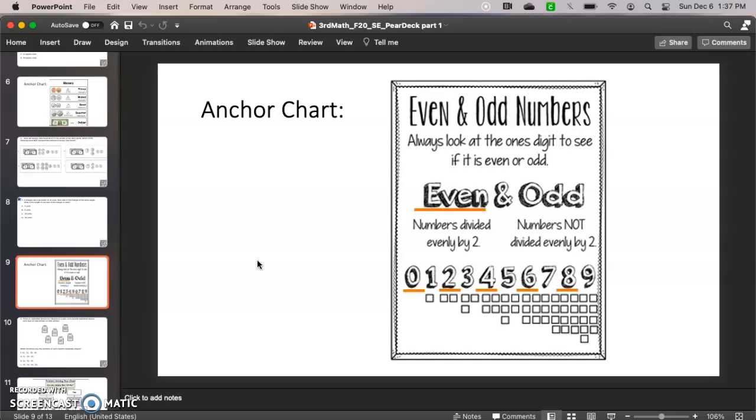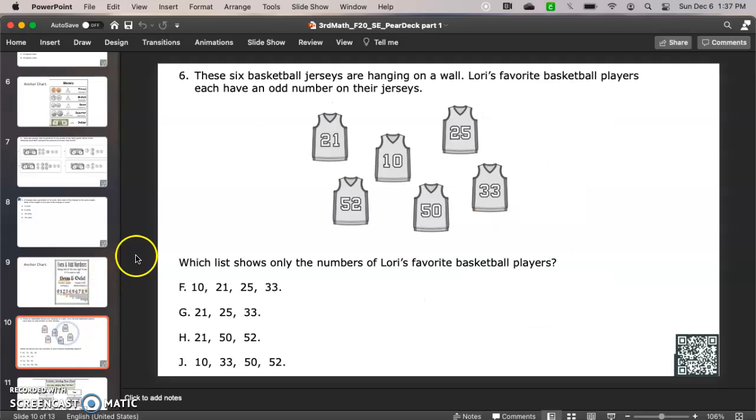Here's another anchor chart. These 6 basketball jerseys are hanging on a wall. Lori's favorite basketball players each have an odd number on their jerseys. Which list shows only the numbers of Lori's favorite basketball players?